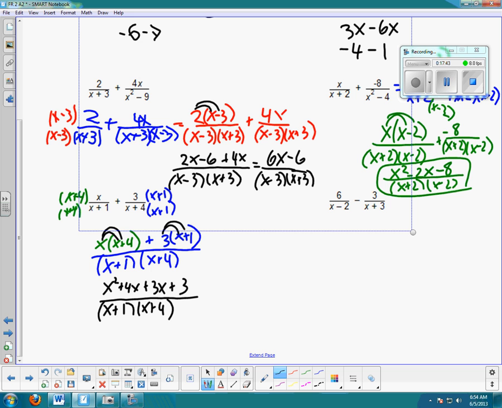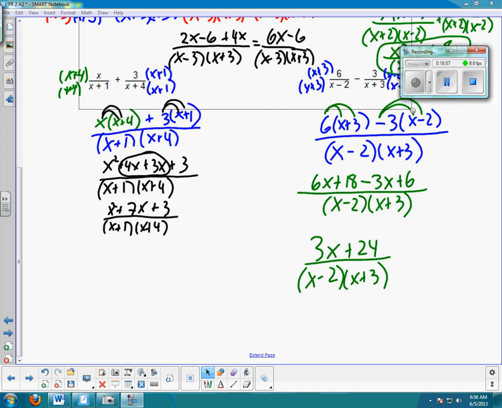And once again, we can combine those like terms in the middle there. 4x and 3x is 7x. So we have x squared plus 7x plus 3 all over x plus 1 times x plus 4. All right, go ahead and pause that video one more time, and you can do the one on the right.